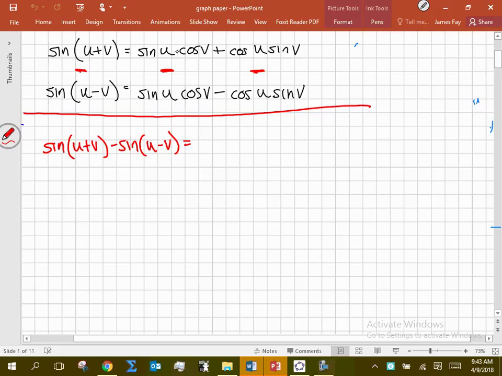is equal to, now these two things, what's going to happen here when I take sine u cosine v minus sine u cosine v? Yep, those go to 0. And now over here, what's cosine u sine v minus negative cosine u sine v? 2 cosine u sine v. Multiply both sides by 1/2.